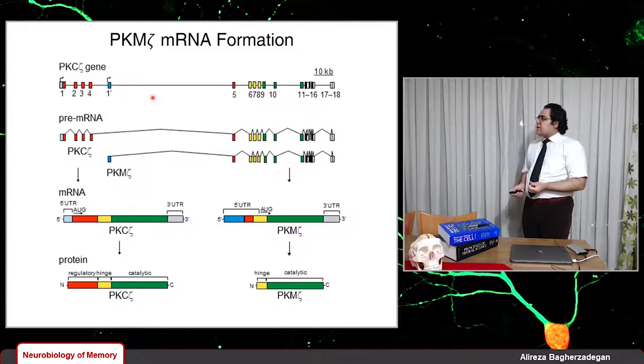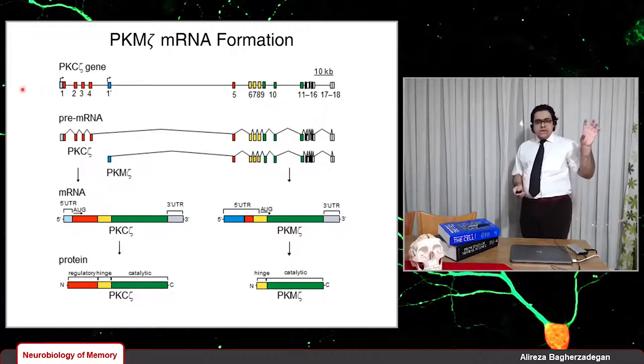This is the exon-intron structure of the protein kinase C zeta gene. It is approximately 10 kilobase pairs. You can see that we have two clusters of exons, which are separated by this large intron. Exons 1 to 4 encode the 5 prime UTR, and these red exons encode the regulatory domain.